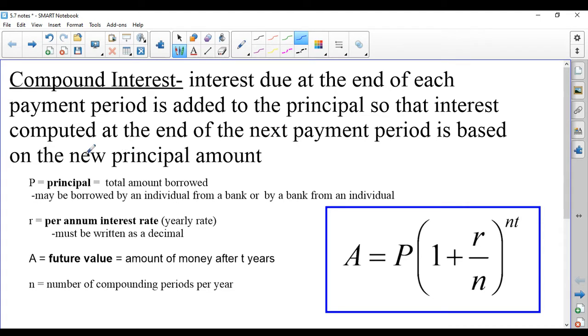So the variables that we have here, capital P is your principal. That's the total amount borrowed. You, as an individual, may borrow money from your bank, or if you put money in a bank account, the bank is borrowing that money from you and is going to pay you interest on it. Lowercase r is the per annum interest rate, the yearly rate. This is sometimes called APR, annual percentage rate.